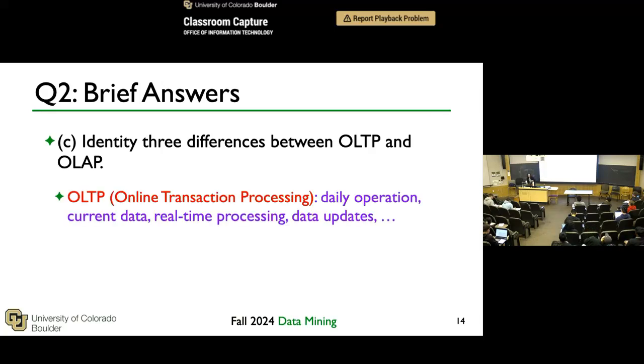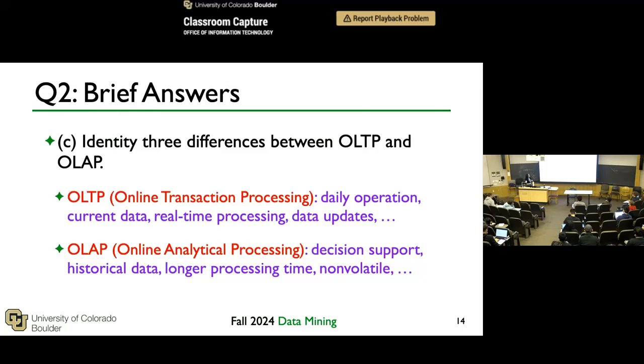Because of that, you can think about online transaction processing. It's for daily operation, so it's working with current data. It's for real-time processing, and usually you have in-place updates, because you're updating the current status. We also talk about the size of the data. They're usually looking at smaller, but current, data.